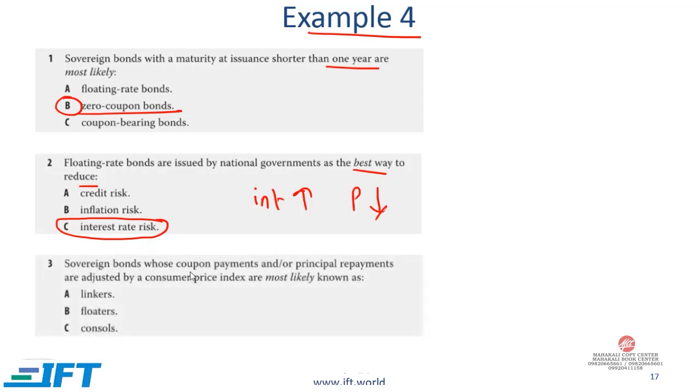Sovereign bonds whose coupon payments and or principal payments are linked by a consumer price index are most likely known as linkers, and we've just talked about that.